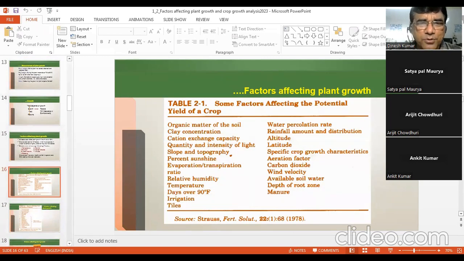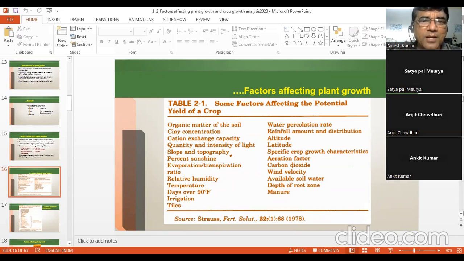Now see, as I told you, some factors affecting the potential yield of a crop. These were given by some worker like Strauss. He suggested that these are the important factors. You can see organic matter of the soil is an important factor. That does not mean that nutrients are not a factor. He just missed the nutrients.